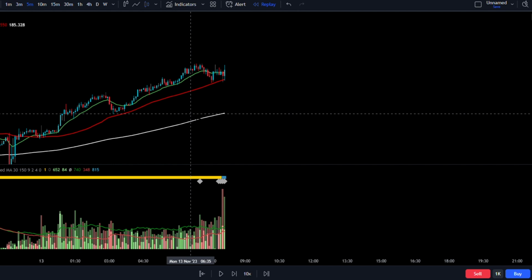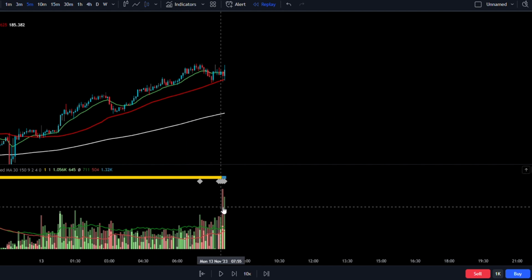Now, for this strategy, we're only going to be taking trades from 8 a.m. to 9 a.m. GMT, which is London Open, as well as taking trades from 1 p.m. to 2 p.m. GMT, which is New York Open. Now, we take trades at this time so we have the most volume in the market. As you can see here, the volume is now spiking because we had London Open.